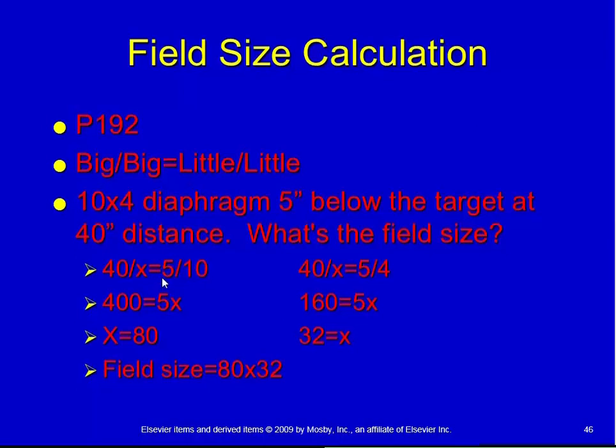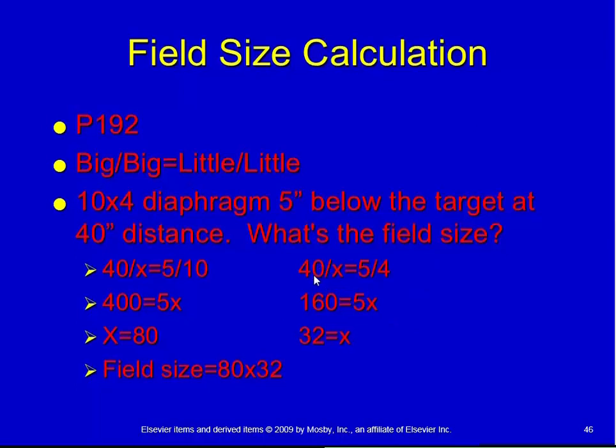So how you would solve that is to cross multiply. So it'd be 40 times 10 is 400, is equal to 5 times x, which is 5x. And now you divide by 5 on both sides. X would be 80. So field size in one dimension would be 80. You set it back up exactly like you did before.